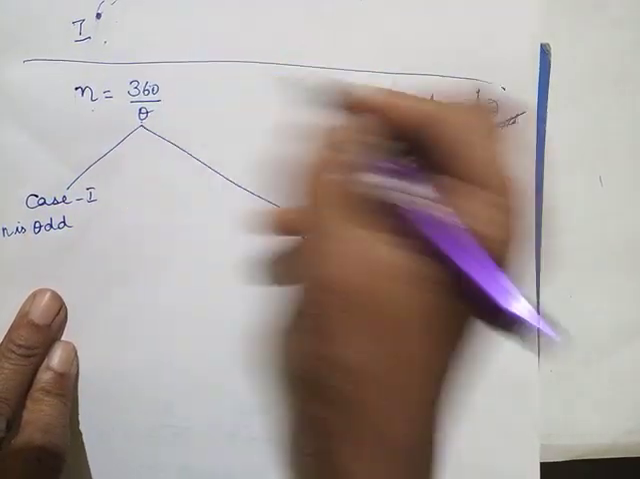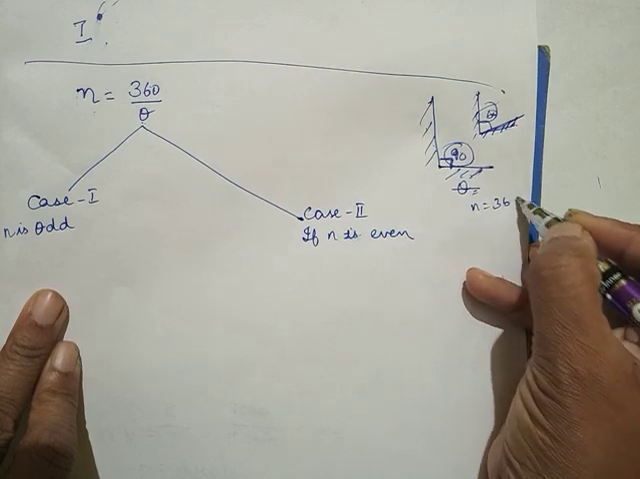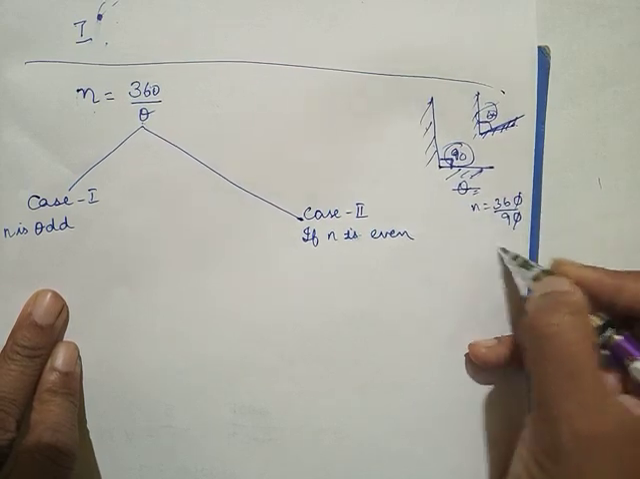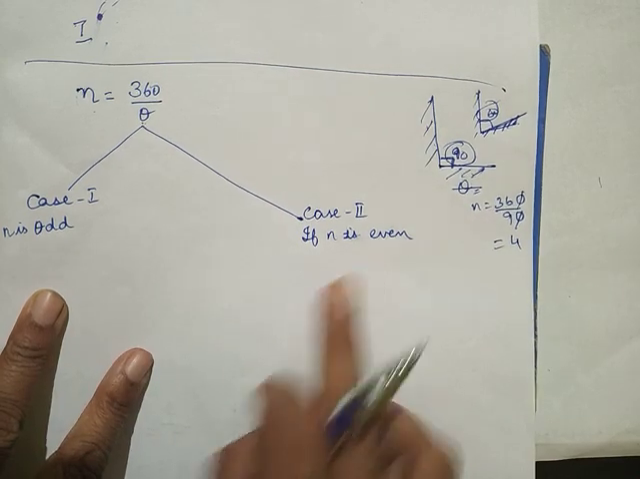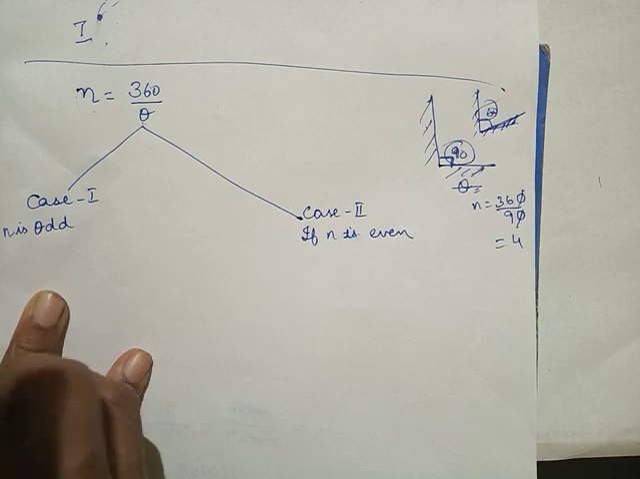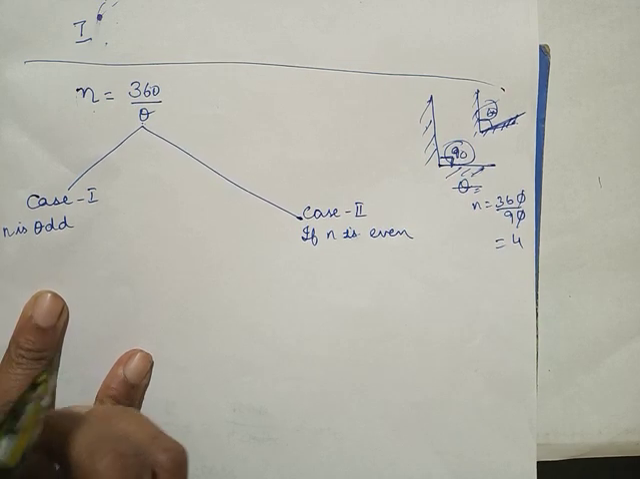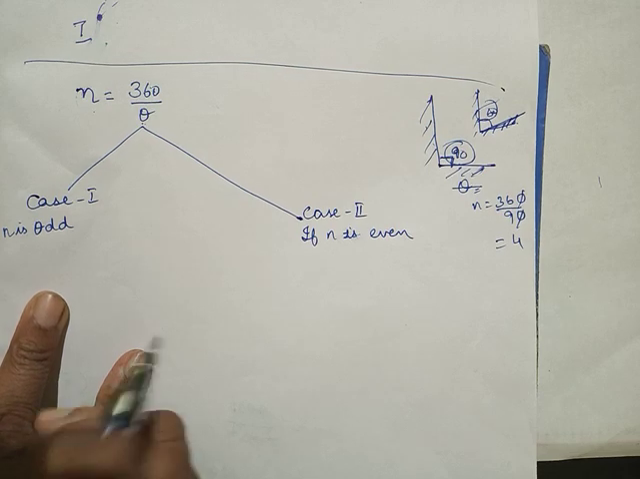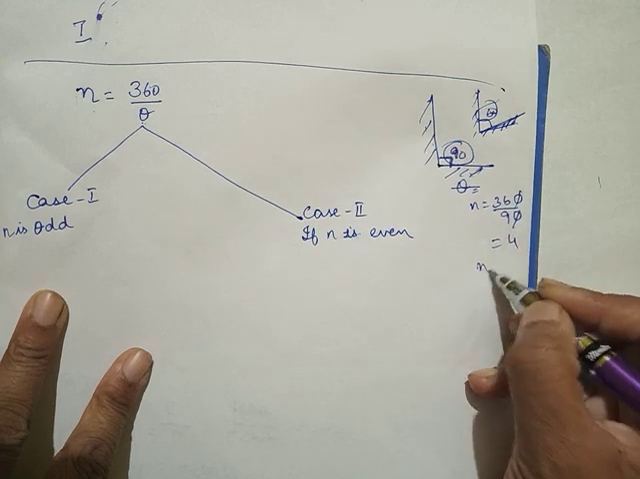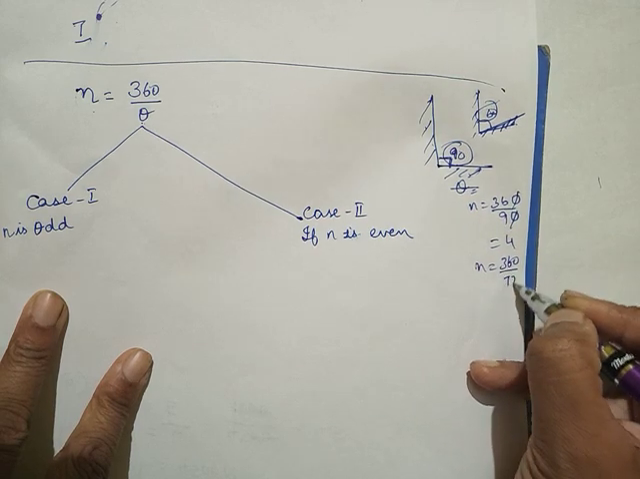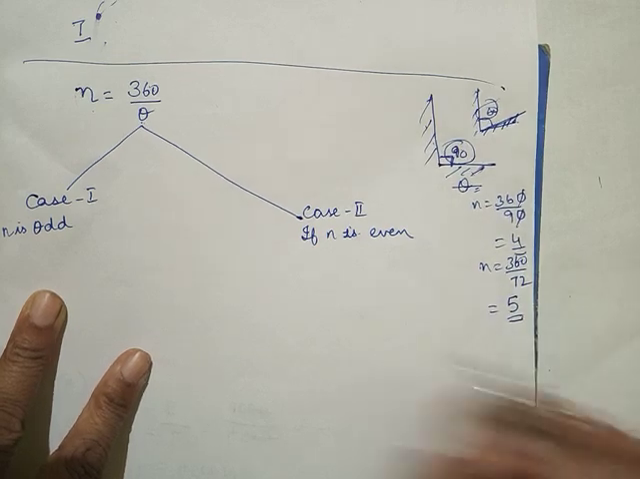For example, if I had 90 degrees, what would my n be? 360 by 90, that will be 4. So n is even. In some cases, suppose I take 45, it is also even, 8. 60 degrees is also even. But if I take 72 degrees, 360 by 72, it is 5. So an odd number. So both possibilities are there.